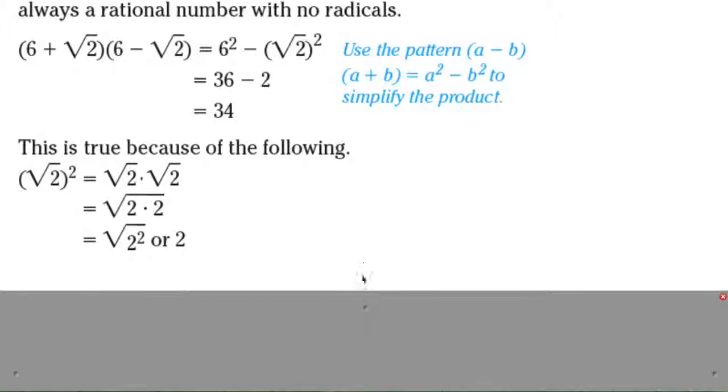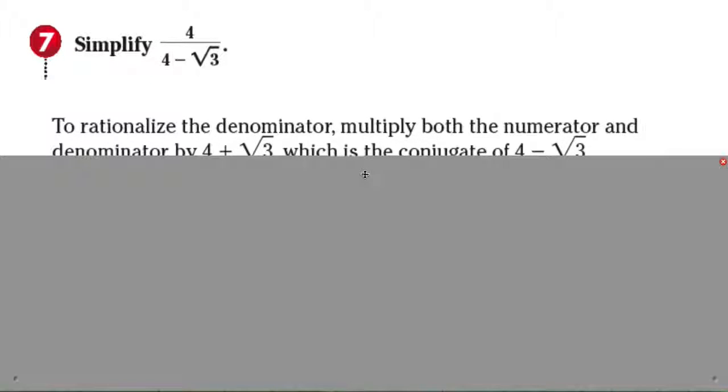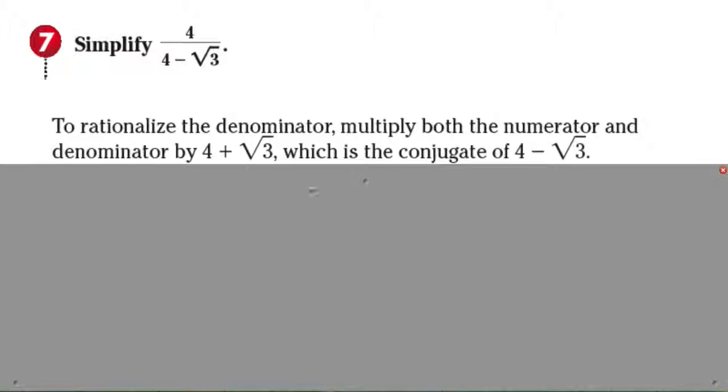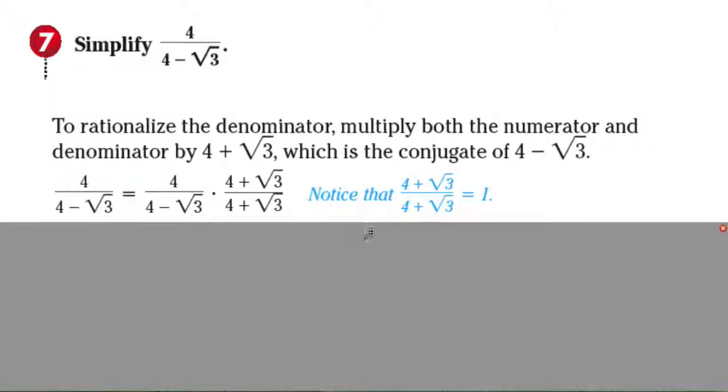Okay? Okay, now let's use conjugates to rationalize our denominator. So we want to simplify 4 over 4 minus radical 3. Okay? So again, to rationalize this denominator, multiply both the numerator and denominator by the conjugate of 4 minus radical 3, which is, okay, 4 plus radical 3. So if you multiply both of them by its conjugate, 4 plus radical 3, okay, right here, we first copy the problem, right here. And then we multiply 4 all over 4 minus radical 3 by 4 plus radical 3 all over 4 plus radical 3. Again, this is equal to 1.